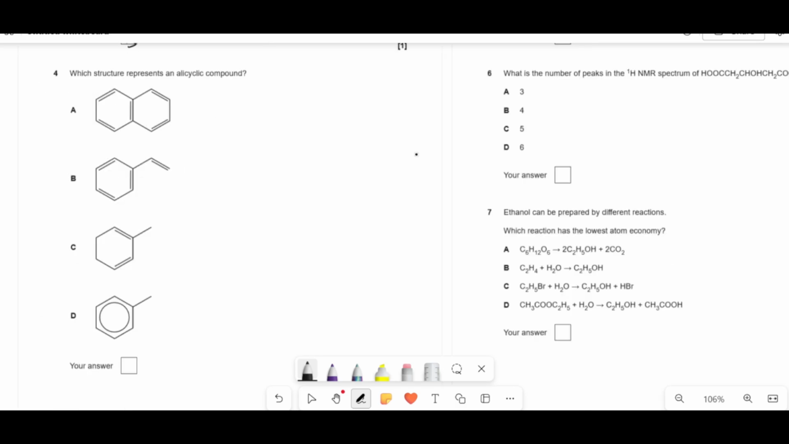So which structure represents an alicyclic compound? An alicyclic compound is where you've got a ring of some sort where it starts and finishes in a continued shape, but it can't have benzene in it. That's what alicyclic means. So here, that's benzene. That's a Kekulé model of it, so that's out. This is a benzene, that's out. That's not a benzene, so it might be this one. And that is a benzene, so that's out, so it's got to be C.